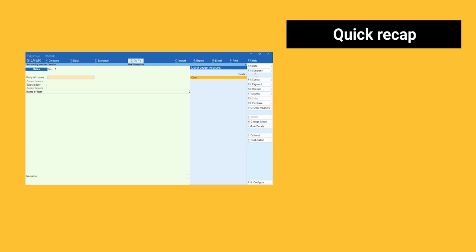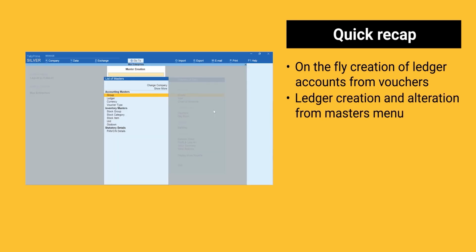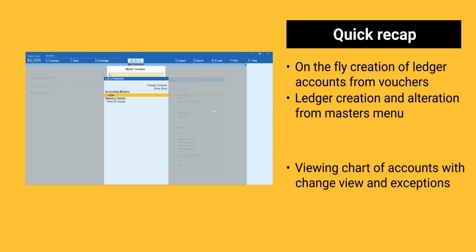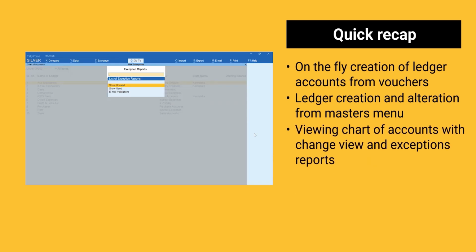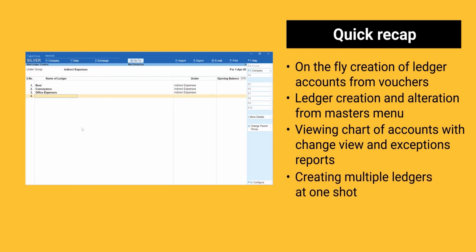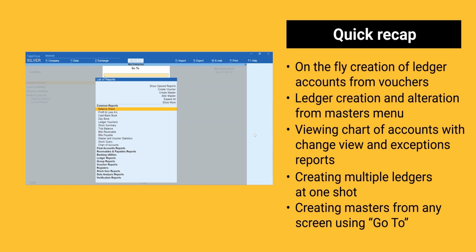Alright, here is a quick summary of things we learned. On-the-fly creation of ledger accounts from vouchers. Ledger creation and alteration from the Masters menu. Viewing chart of accounts with change view and exceptions reports. Creating multiple ledgers in one shot. Creating masters from any screen using GoTo.